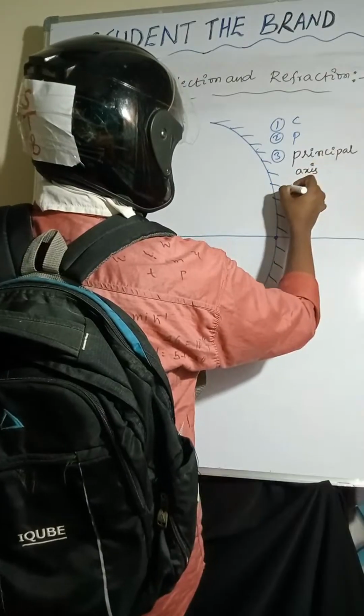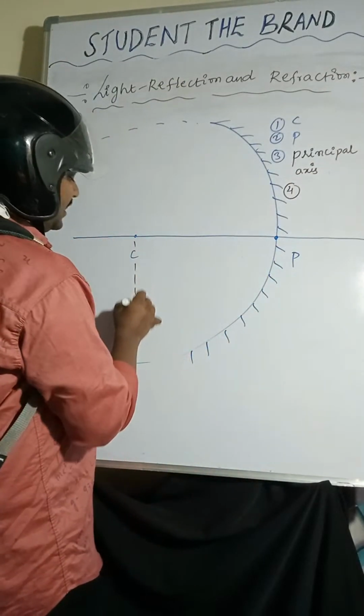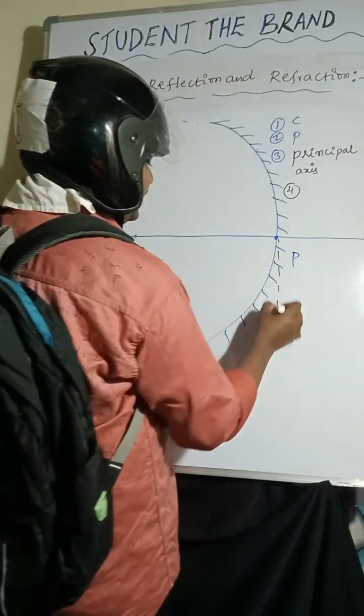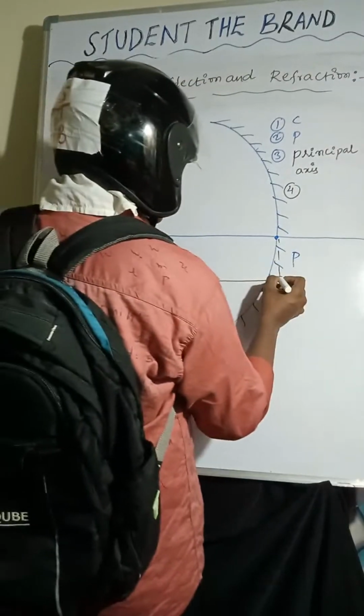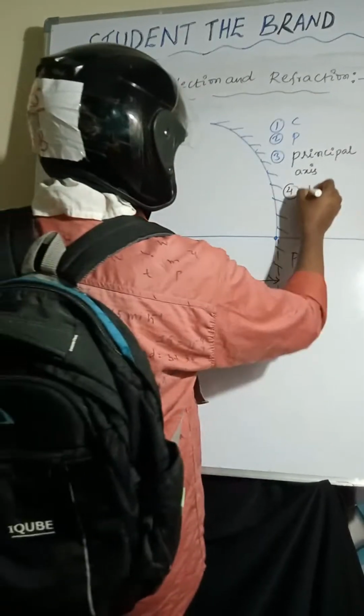And coming to the fourth one, the distance between the center of curvature and the pole is called the radius of curvature.